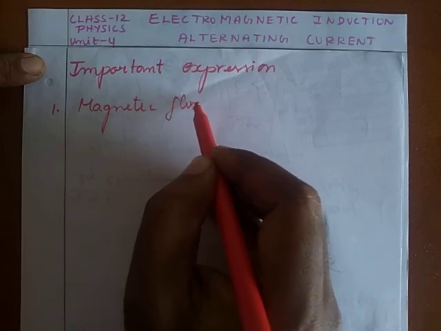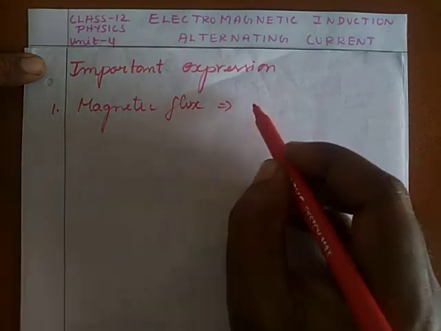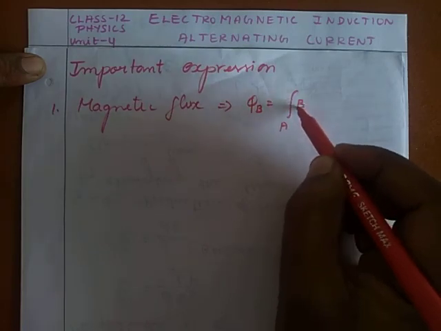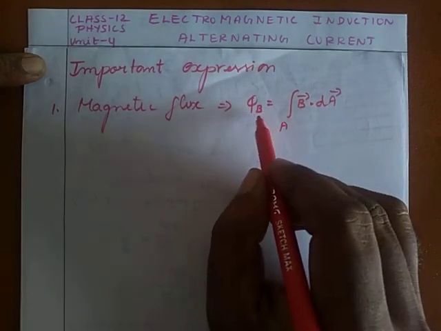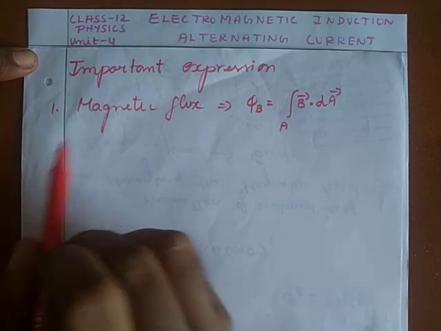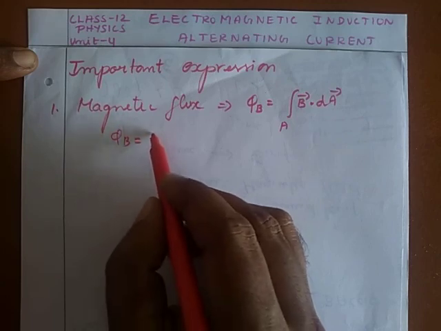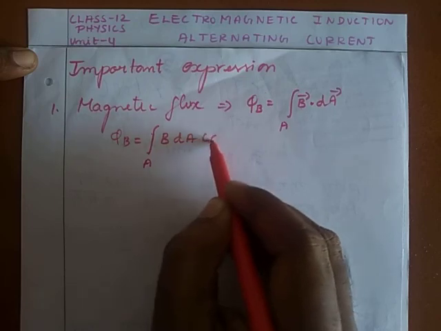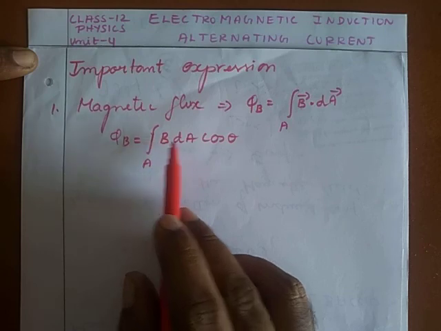We know magnetic flux is the number of magnetic field lines crossing through a given area. This flux is represented by the symbol phi B, that is equal to the integral over area of B vector dot dA vector. Here it is a dot product of two vectors, so flux is a scalar quantity. Then this can be written as phi B is equal to the integral over area of B dA cos theta. Here theta is the angle between B vector and dA vector.